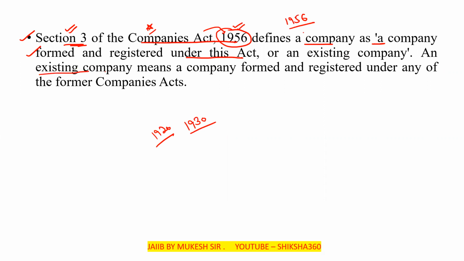What is an existing company? An existing company means a company formed and registered under any of the former Companies Acts. Because as time passes, there are different Companies Acts; some are repealed and some new ones are enacted. So please remember that section 3 specifically tells us regarding the existing of the company.